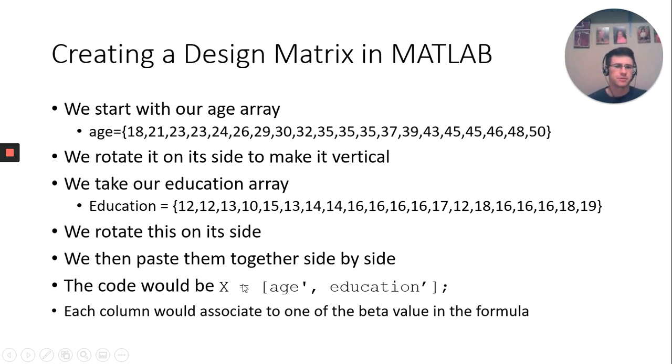If you're doing it in MATLAB, it would look like this. So make your age variable, make your education variable. Probably don't use the curly brackets. I use those because they look nice. You actually would just want to use square brackets. And then I would create a big X, and I would take age. This means that you flip it sideways. Take education, flip it sideways. And then each column would now associate with a beta value.